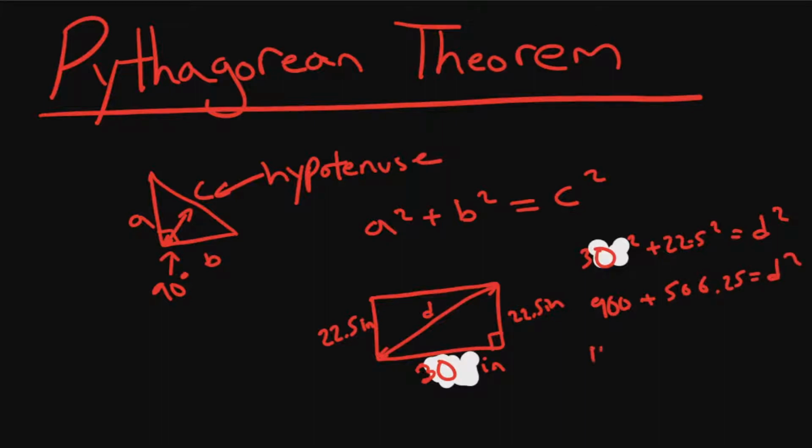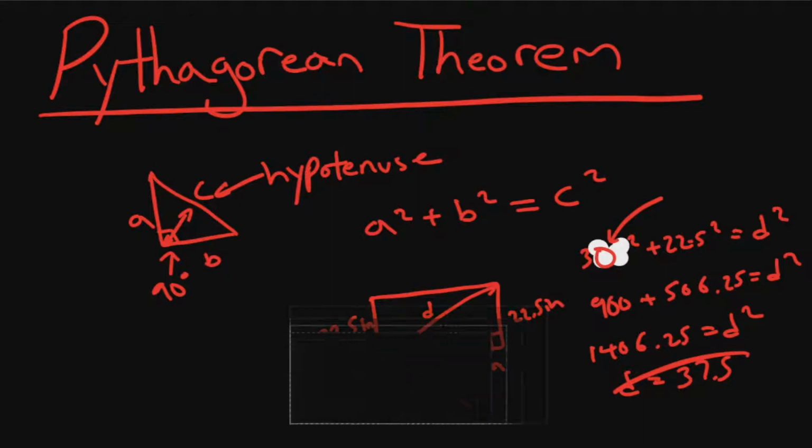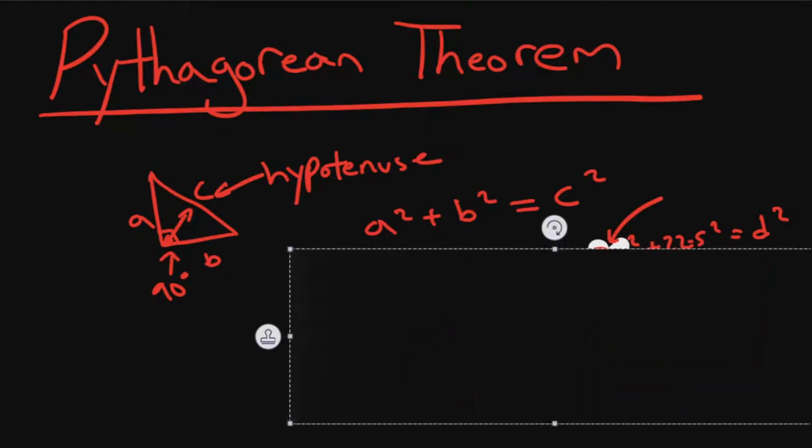So we have 1406.25 equals D squared, and we take the square root of both sides. That's why I had 37 over here and there. I mistook my handwriting. That's okay.